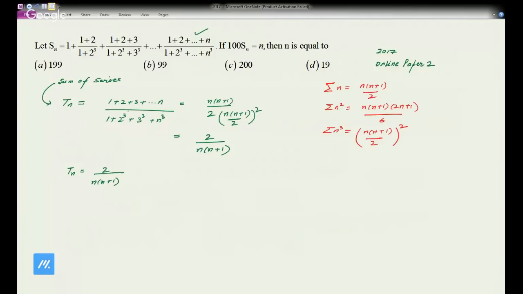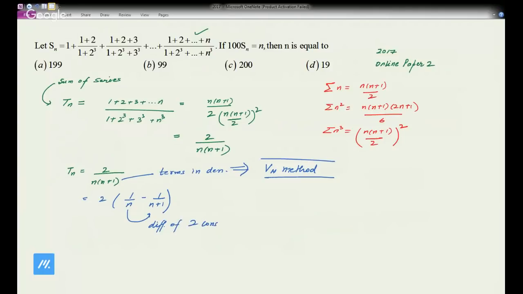Whenever you see a partial fraction, or terms in the denominator getting multiplied, you should apply the VN method of difference. People who have not studied this, please go back and study my lectures inside the app on sequence series, where I have explicitly taught what the VN method is. So what you have to do is split them like this. If you see, this is actually equal to this. What does the VN method say? These are differences of two consecutive terms of a function. If I assume that the function is f(x) equal to 1 by x, then this would be the nth term and this will be the (n plus 1)th term.